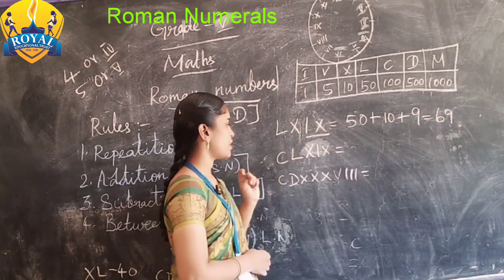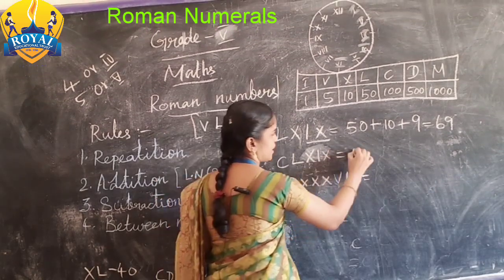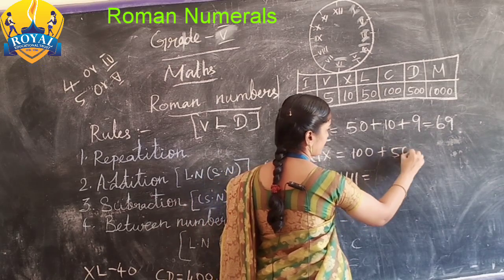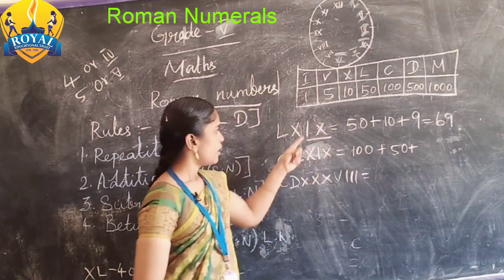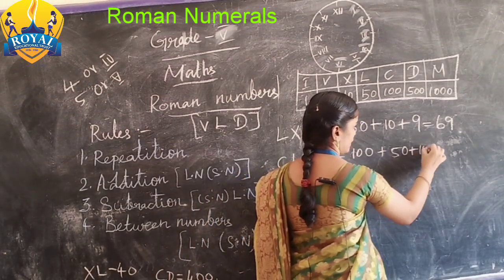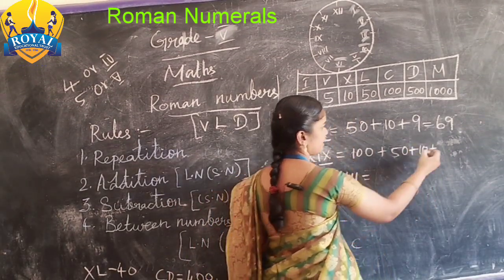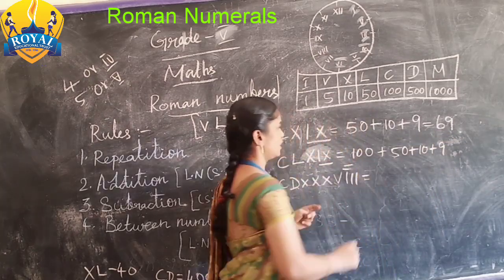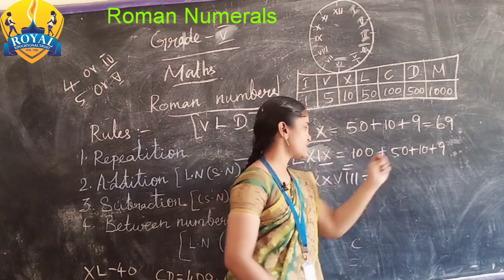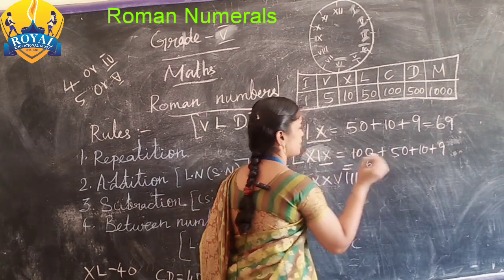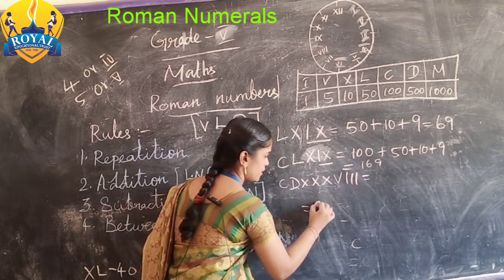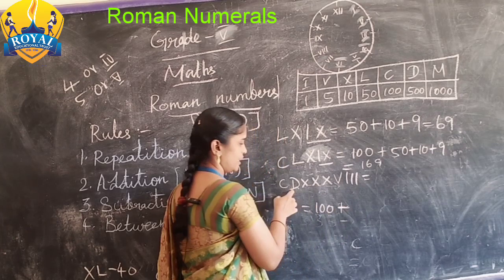The next one is CLXIX. C indicates 100 and L indicates 50, and here XIX: X indicates 10 and IX indicates 9. Totally 100 plus 50, 150, 160, 169. So 169.